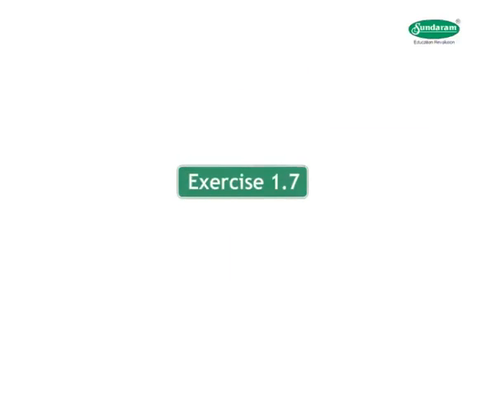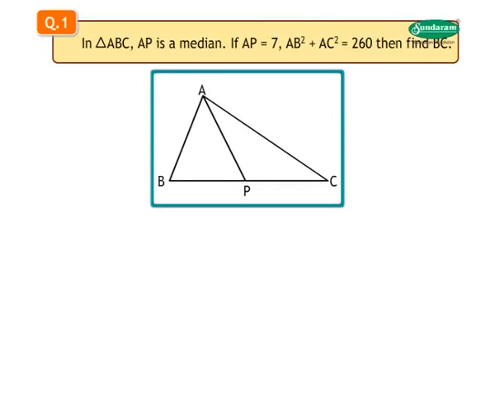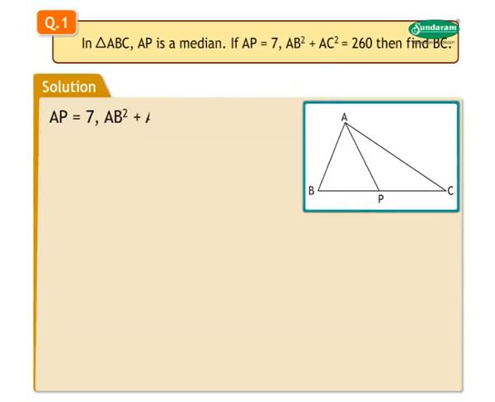Let's start with exercise 1.7. Question 1. In triangle ABC, AP is a median. If AP is equal to 7, AB square plus AC square is equal to 260, then find BC. Solution. Given AP is equal to 7, AB square plus AC square is equal to 260.